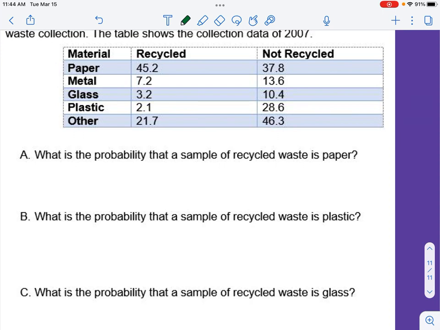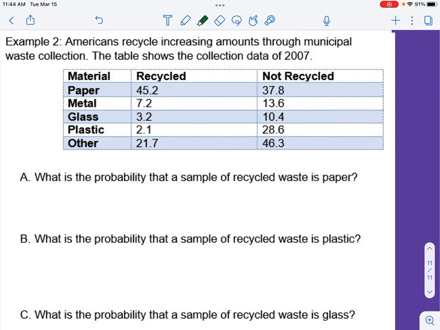It says, what is the probability that a sample of recycled waste is paper? So this time, you want to look at the recycled waste. I do know it's stated first, so it seems backwards compared to what we were doing. And you want specifically of the recycled waste, what is paper? So if you were to write this out, the probability of paper given that it is recycled. That's how we've been seeing it above.